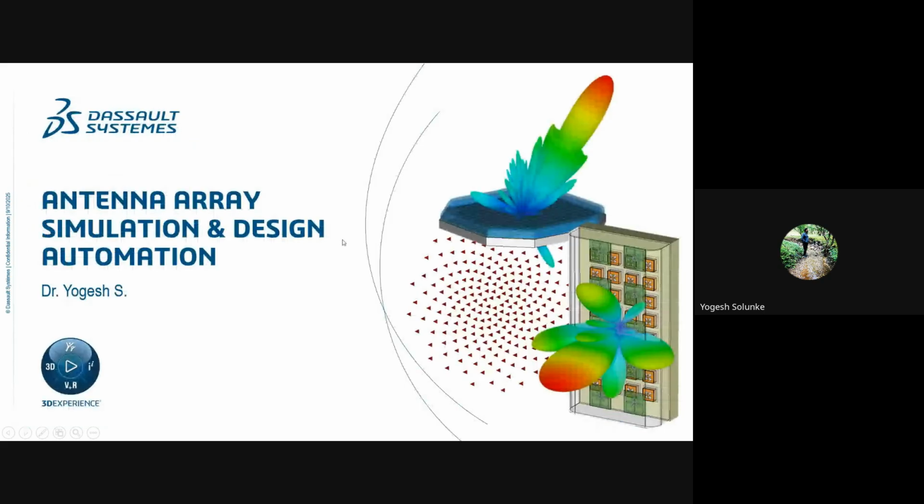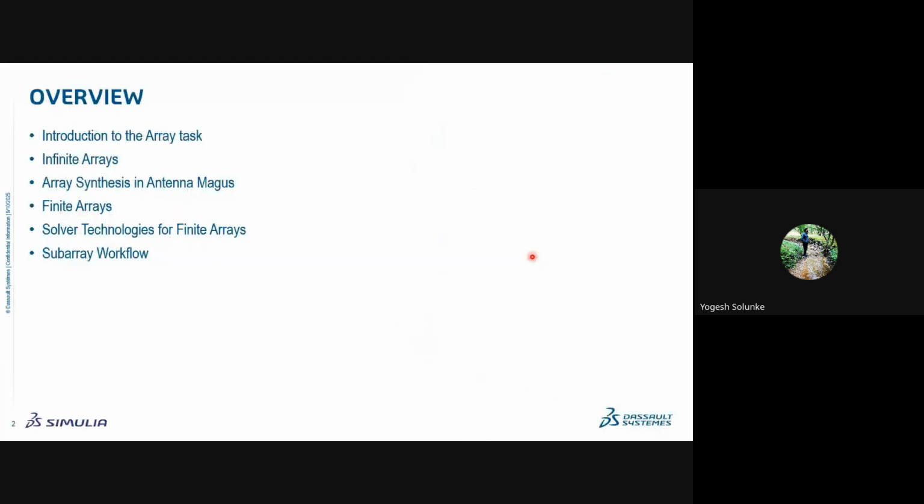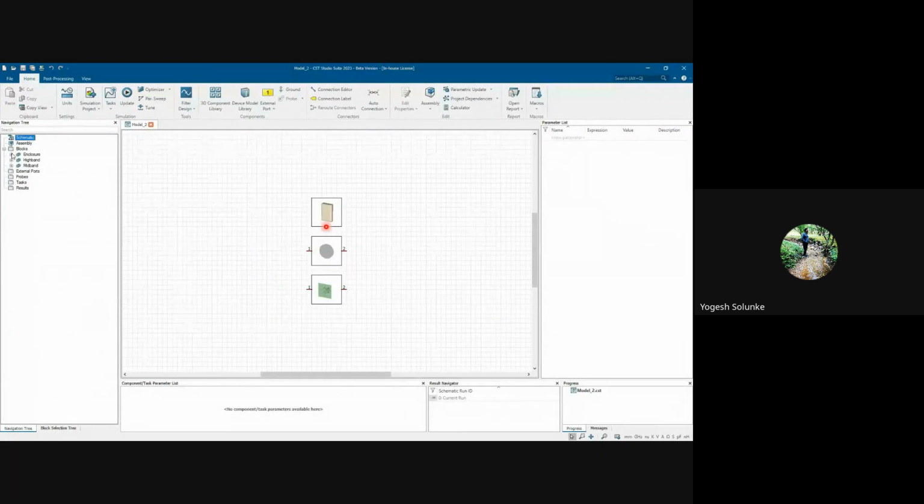If you are designing any array, even a single element, and you want to convert that into an array with the help of the array task, this shows how that can be converted. And if you're working with a radome also, if you have an array antenna bounded inside a radome, how these analyses can be done has been shown here. So you can see it here.